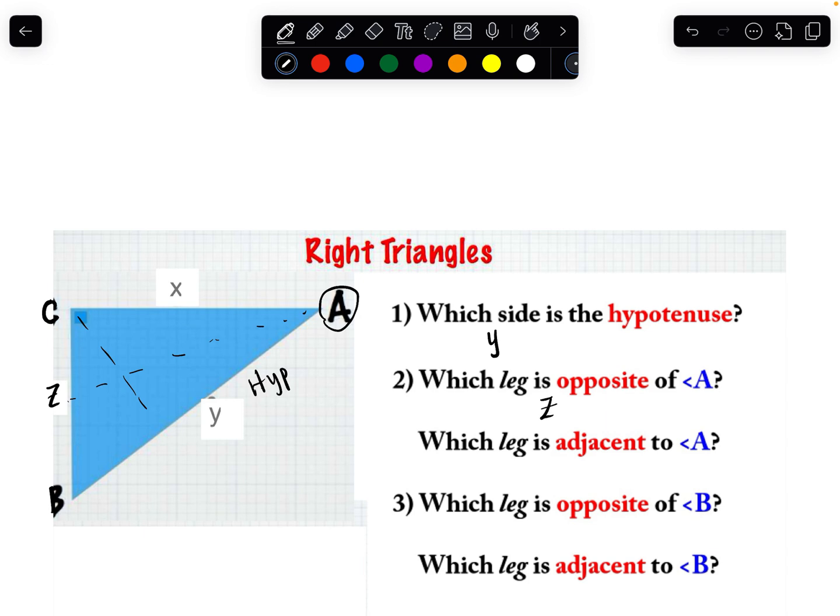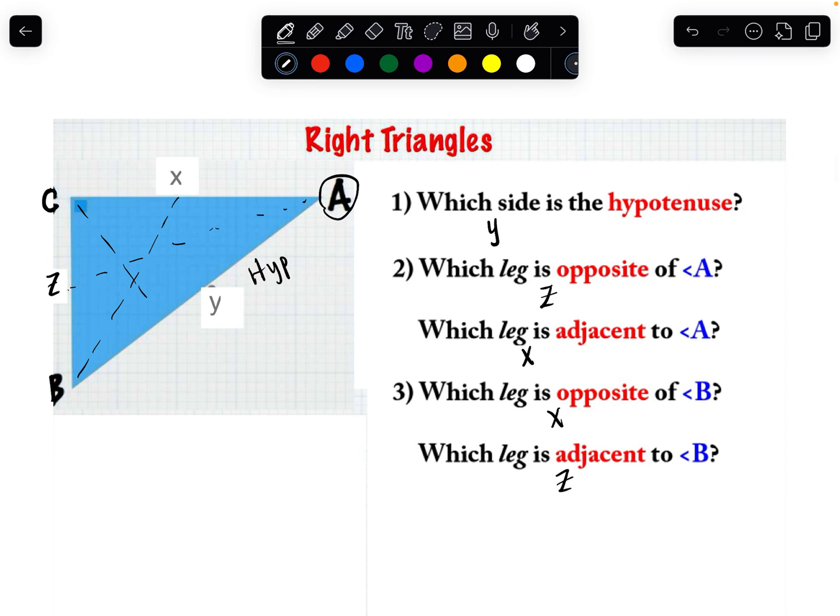Which leg is adjacent to A? That means the leg that's touching angle A but is not the hypotenuse. So that's leg X. Which leg is opposite of B? If I go across from B, that's side X. And then which leg is adjacent to B? Again, it's the side that's touching B that's not the hypotenuse. So it is side Z.